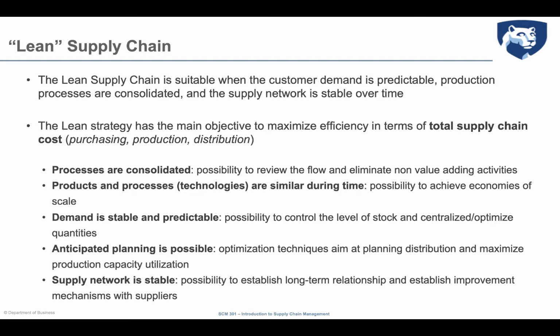So the first model is the so-called lean supply chain. As you see here, and as you see from the Hau Lee matrix, the lean supply chain is a supply chain model or a supply chain strategy which is suitable when the customer demand is predictable and the production processes are consolidated and the supply network is stable over time. Remember, functional product and low process instability.